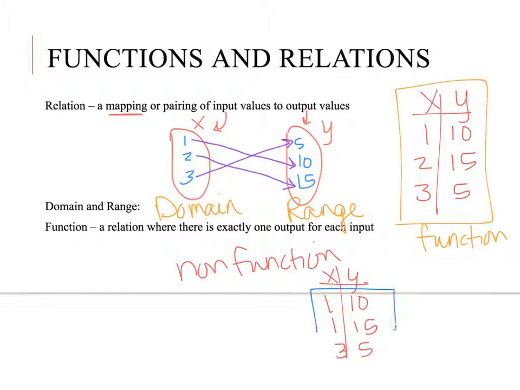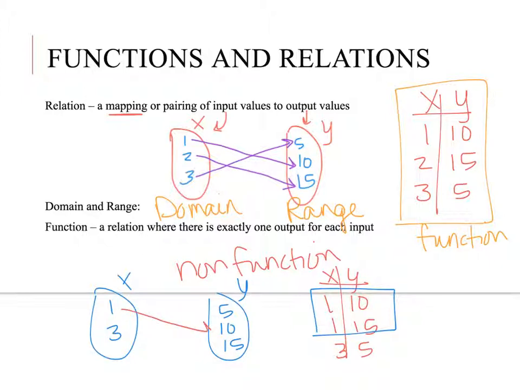So that right there, the fact that 1 maps to 2 different y values, and from a mapping, what that would actually look like is we just have 1 and 3 listed. You don't list repeaters, and we'd have 5, 10, and 15, and then you can see that 1 maps to 10 and 1 maps to 15, so you get the 2 arrows that are leaving from the same spot, okay? And then 3 would be to 5. So down here, the bottom one, that's not a function. The top 2 examples, though, are functions.